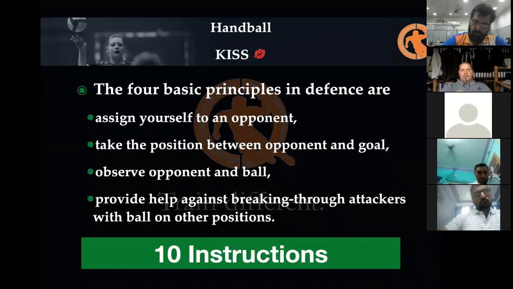So by the time the players start to do that, they need to make decisions even in defense, not only in attack. And these 4 basic principles in defense are valid in zone defense, in man-to-man defense, in open, in close defense. They are really general aspects of our defending in handball.